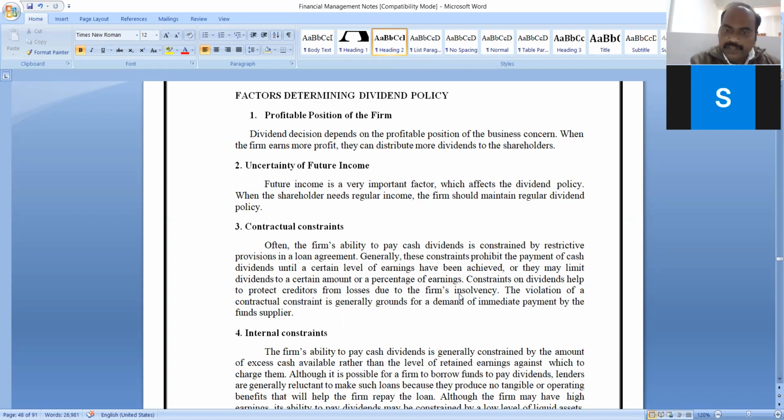Often the firm's ability to pay cash dividends is constrained by restrictive provisions in a loan agreement.